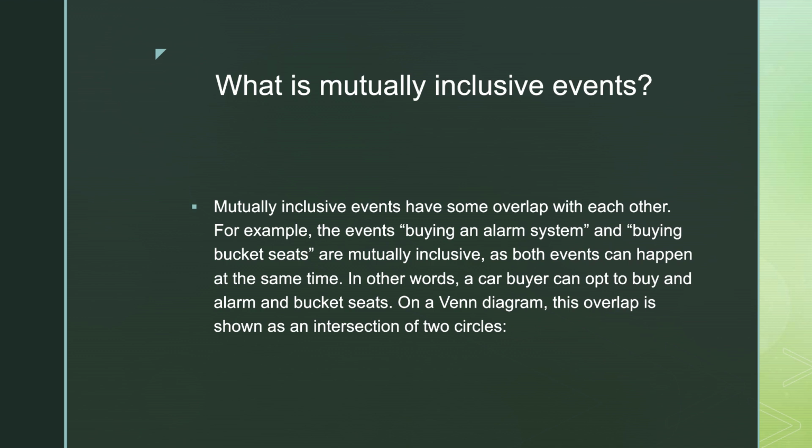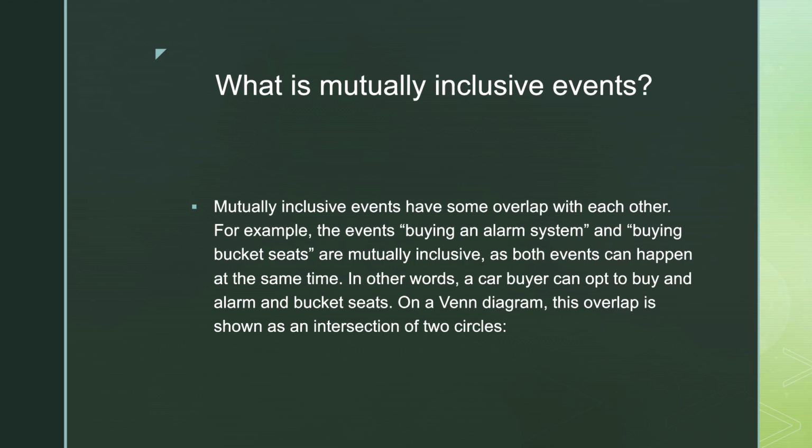Probability of the union of mutually inclusive events. What is a mutually inclusive event? Mutually inclusive events have some overlap with each other. For example, the events buying an alarm system and buying bucket seats are mutually inclusive, as both events can happen at the same time. In other words, a car buyer can opt to buy an alarm and bucket seats.